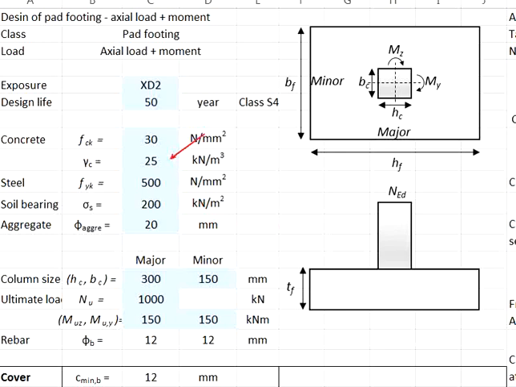Then the unit weight of the concrete is 25 kN per meter cube. Steel strength 500 Newton per mm square. Soil bearing capacity 200 kN per meter square. Maximum aggregate size 20 mm. We are using the same column size, 300 times 150. The ultimate axial load is 1000 kN, and we have moments in both axes, 150 and 150 for the major and the minor axis. Take the reinforcement bar of 12 mm diameter in both directions.